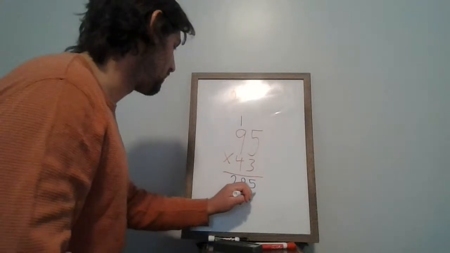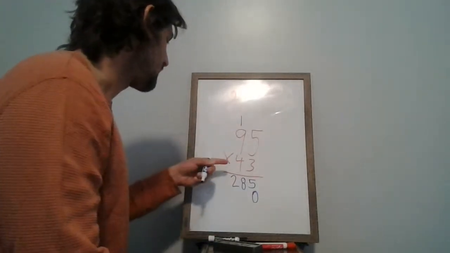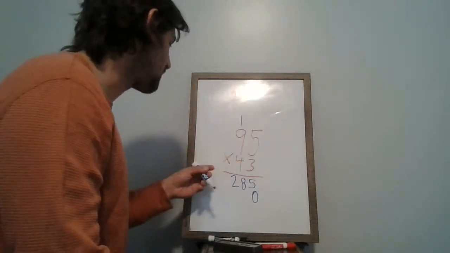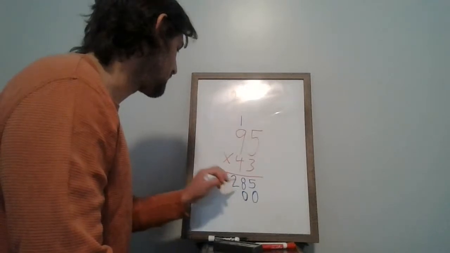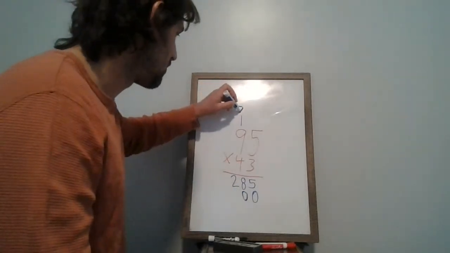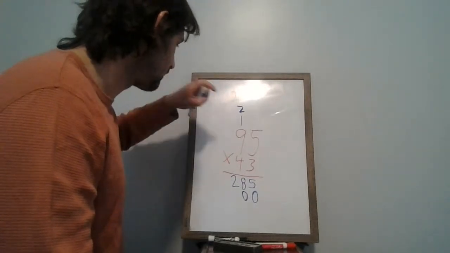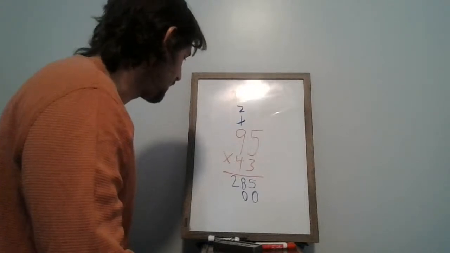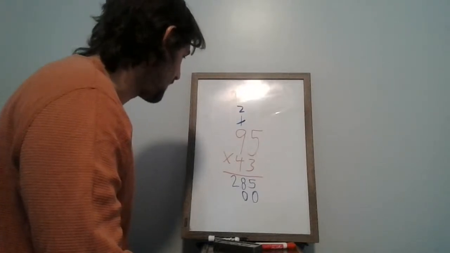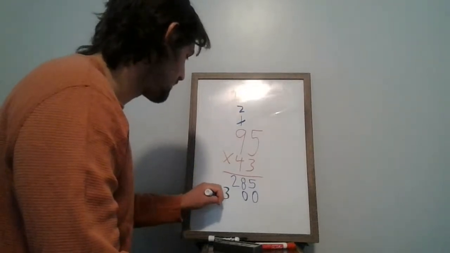Now we put a 0 in the ones place because we already multiplied the two numbers in the ones place. Now in the tens place, 4 times 5 equals 20. So I'm going to put a 0 in the tens place, and I'm going to carry a 2 over. All right. Now 9 times 4 is 36, plus 2 is 38.